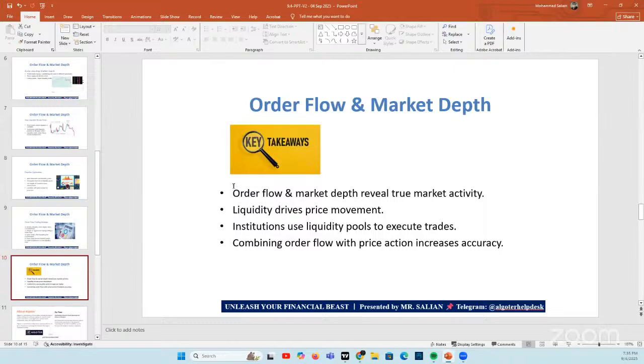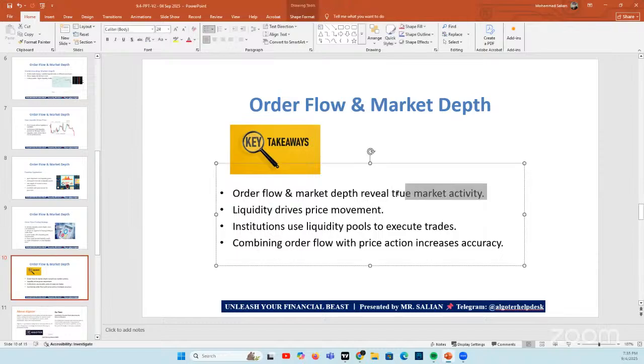Now, key takeaways. Order flow and market depth reveal true market activity. Liquidity drives price movement, right? Do not be the liquidity. Always remember that. Institutions use liquidity pools to execute the trades. As you all know, when there's more liquidity, they want to go there. Combining order flow with price action increases accuracy.